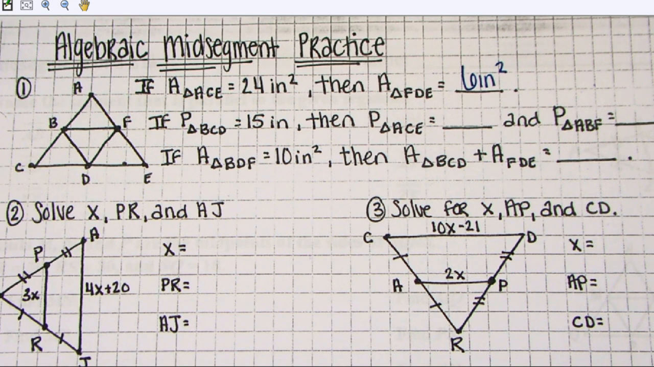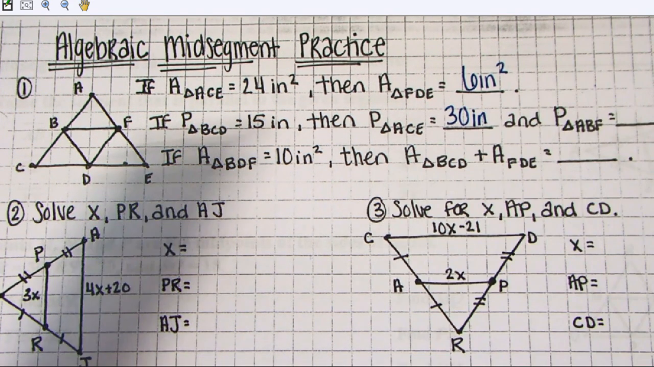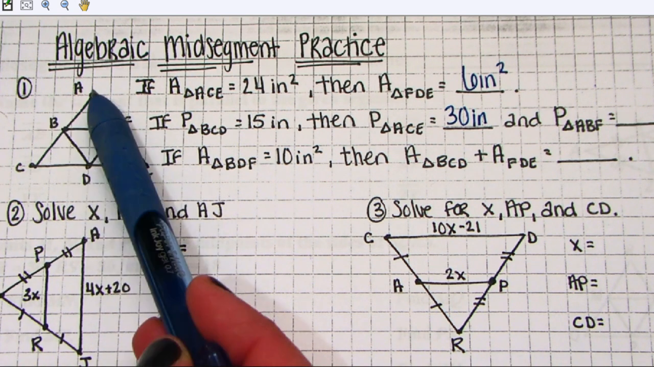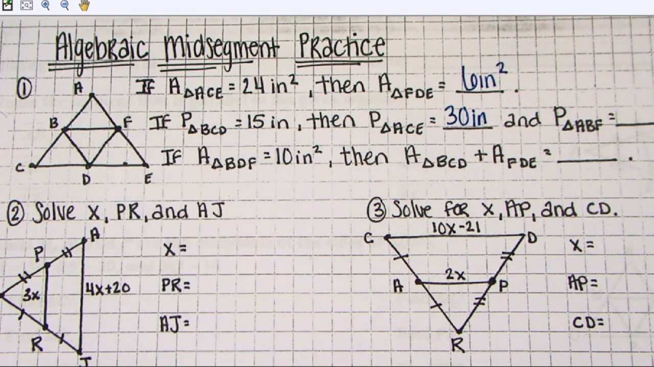So what's the perimeter of the big one? What's 15 times 2? Okay, 30. All right. What about the perimeter of ABF? Triangle ABF is here. What's the perimeter of this triangle? That is 15 as well. All the little ones are 15. The big one is double.